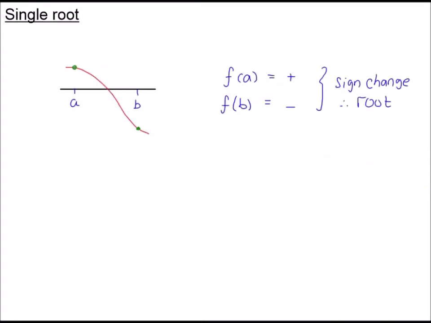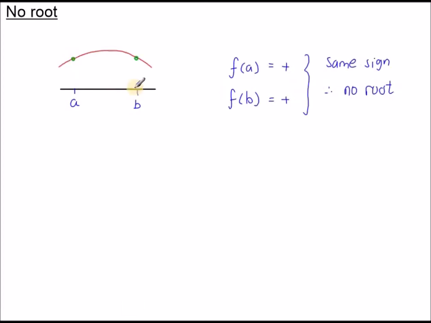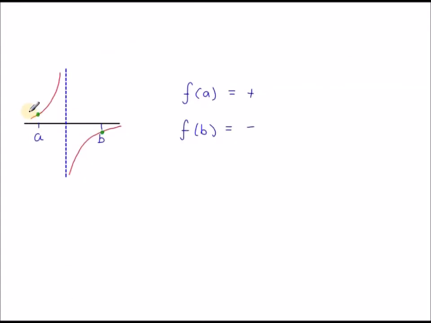Here's another example where we have a positive y coordinate here, a negative one here, sign change, therefore root. In this example, both y coordinates are positive, so the curve doesn't go through the x-axis, no root. Here we've gone from a positive y coordinate to a negative one. There is a sign change, but clearly there is no root.